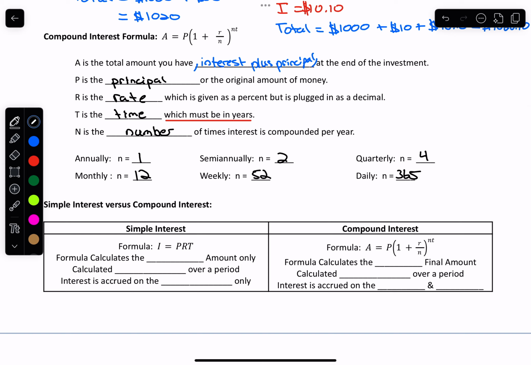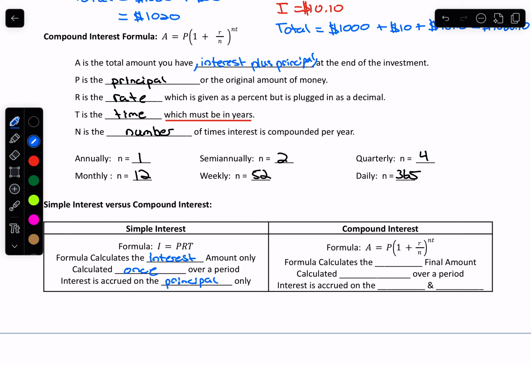Simple interest on the left side has this formula, I equals PRT. This formula calculates the interest amount only. Okay, so this is the major difference, this only calculates the interest. It's calculated once over a period, and interest is accrued on the principal only. So in simple interest, it only happens once, it's only accrued on the principal, and the amount we solve for, this I variable, only represents the interest.